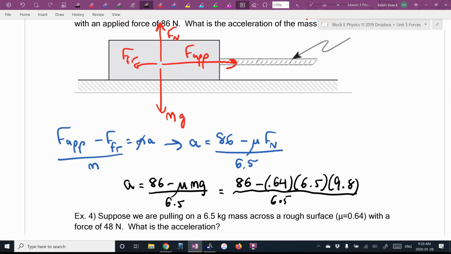Unless you have your fancy two-level calculator fraction, then you can just use your fraction button, which is also fine. I have no idea what the answer is here. You're not doing it in your head, Mr. Dueck? Yeah, no.